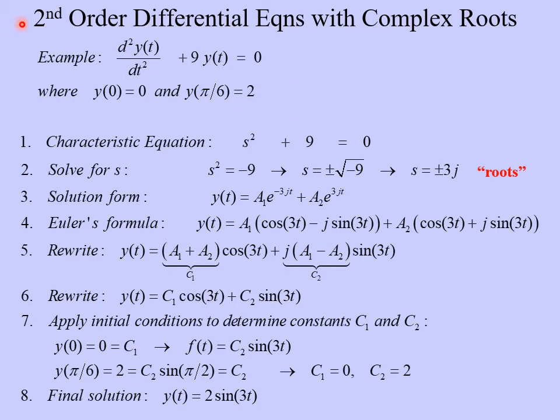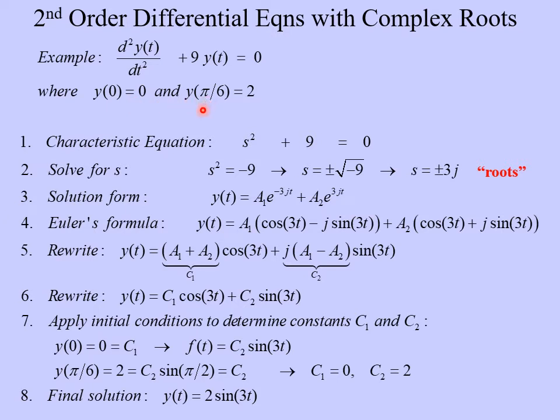One of the really important cases that comes up a lot in physics and engineering is when the roots to the characteristic equation are complex numbers. So let's work through an example that has that. So let's say our differential equation is d squared y dt squared, the second derivative of y, plus 9y equals 0. And we're given a couple of initial conditions here as well.